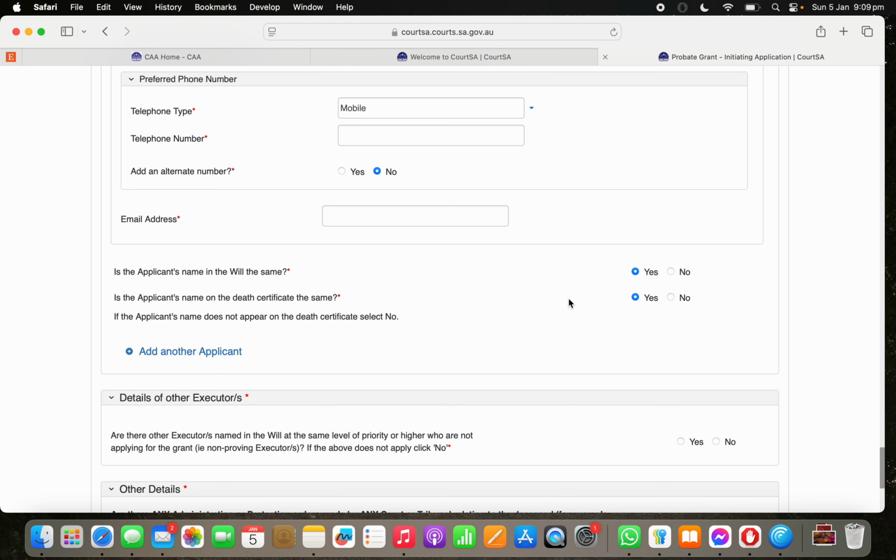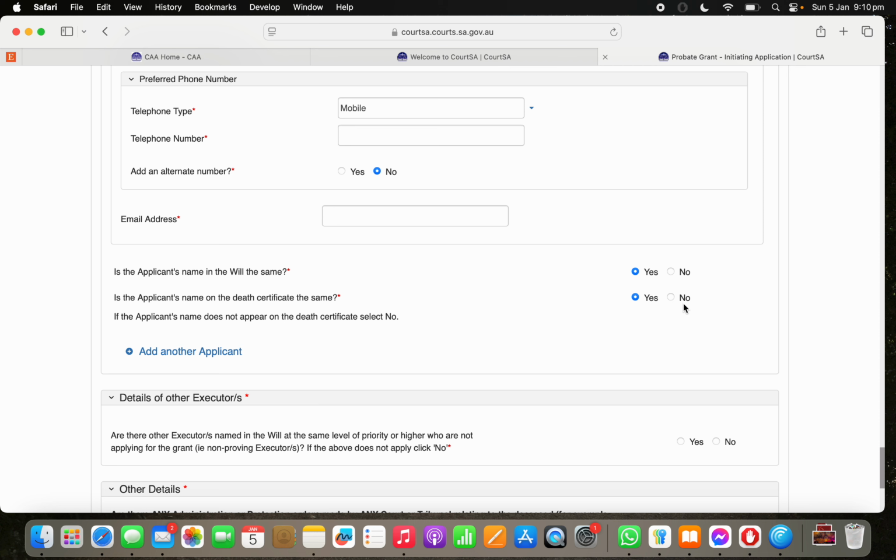Now, is the applicant's name in the will the same? Quite often there'll be spelling errors, or a name has been changed due to marriage or divorce, or by deed poll, in which case you would tick no and then upload an affidavit, and you'd be looking at either Form Prob 42 or Prob 43. And the affidavits are about setting out that the different names, the one in the will and your true and legal name when you're lodging this application, that you are one and the same person, as described in the will and as going to be described on the face of the grant. So it's linking the two names together essentially.